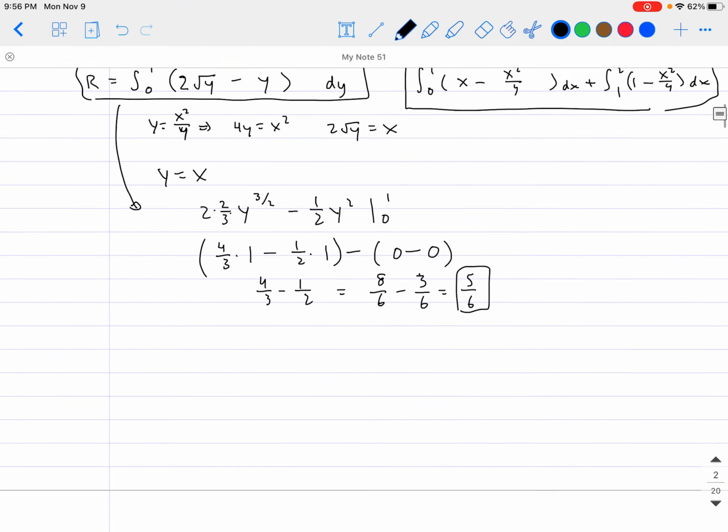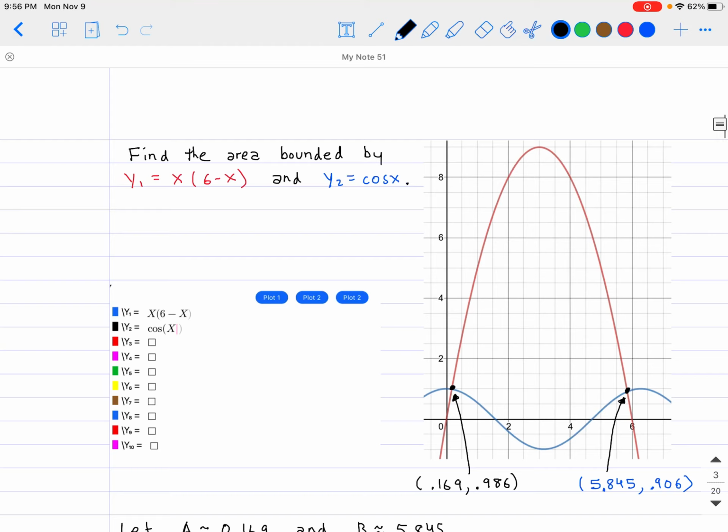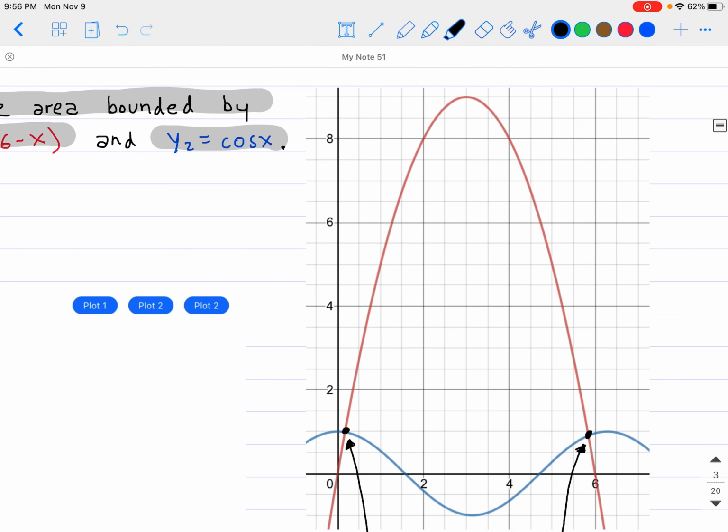Okay. All right. Now let's look at this final example where everything is going to be calculator based because, you know, not all the equations can be solved by hand. So the idea here is still the same thing. What I want to do is find the area bounded by the function y1, which is equal to x times x^6 minus x, and then y2, which is going to be cosine of x. Now over here on the right-hand side, I have graphed it out for you. Actually, I used decimals to graph it out for you.